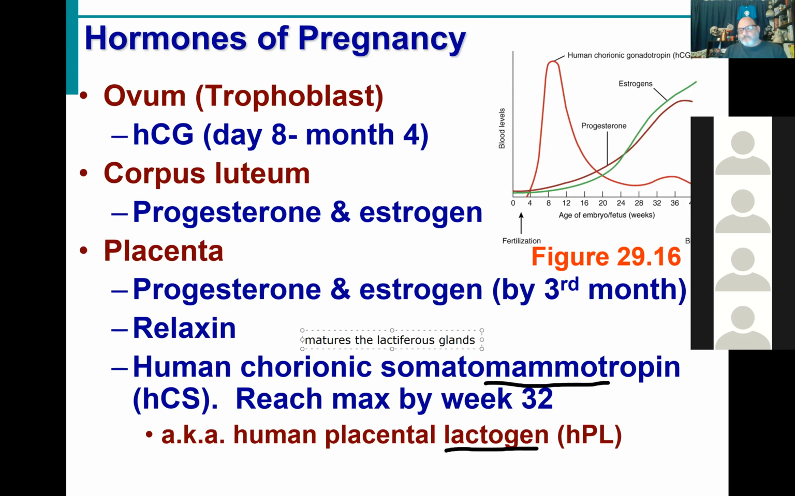Every woman and every man have lactiferous glands in their mammary regions. However, if you are a male, or if you're a female who has never been pregnant, those mammary glands, those lactiferous glands, are completely immature. They are incapable of producing milk. However, this human chorionic somatomammotropin causes the maturation of those mammary glands.